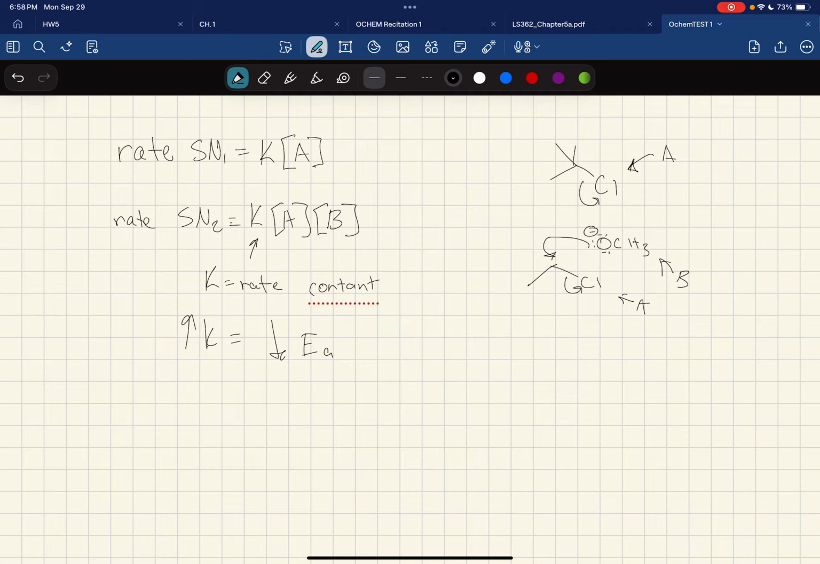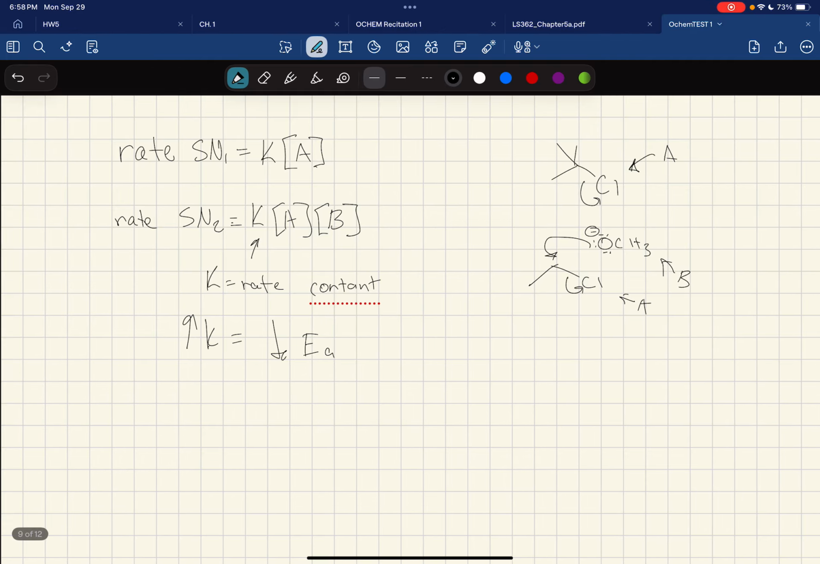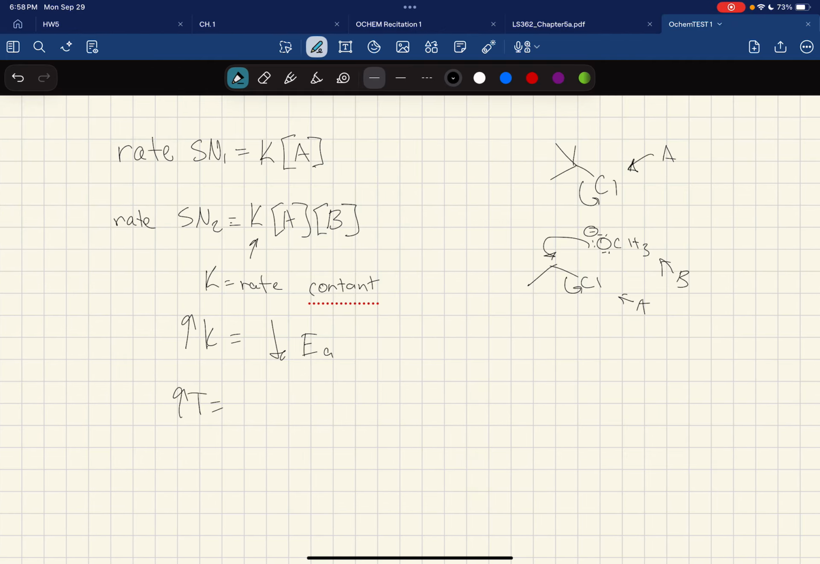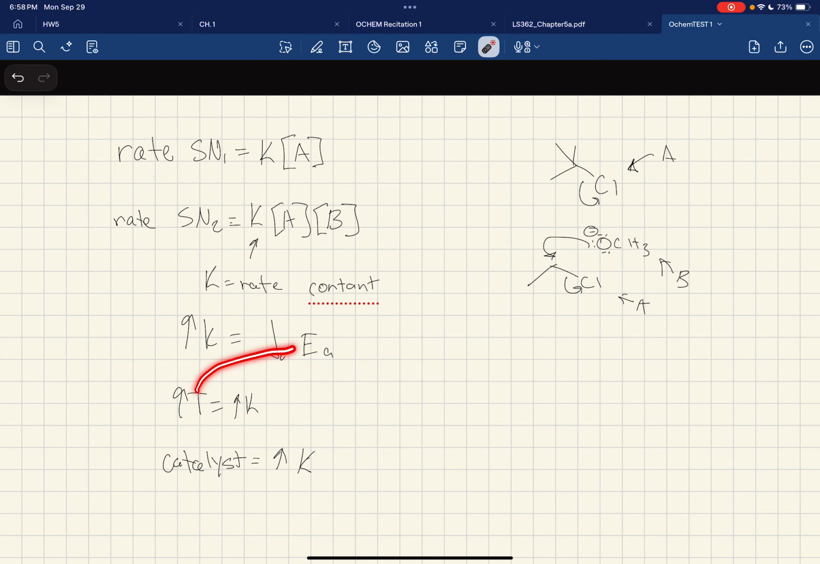Things that influence k: it's going to be temperature. A higher temperature equals a higher k. And catalyst. Presence of a catalyst can equal a higher k. And tying that all back to the activation energy or energy barrier, Ea: a higher temperature is going to denote a lower activation energy. Presence of a catalyst will denote a lower activation energy.